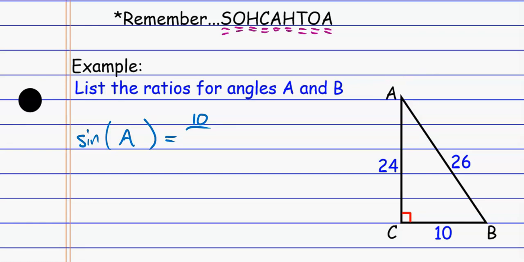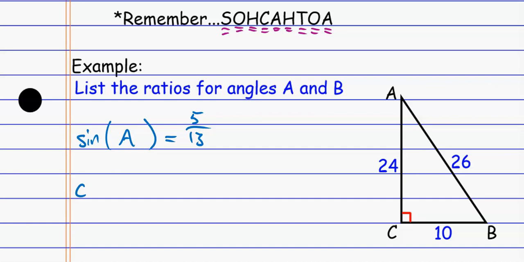And the answer is 26. Okay, so that's the ratio that I'm looking for. And of course, I could reduce this ratio. I could call it a 5 over 13. Not that it makes a really big difference here, because typically when we're using this, we're going to be solving and plugging things into our calculator. Reducing the fraction is not going to matter much when it's all said and done. But again, if I knew the angle measurement at A, it would be sine of that angle measurement equals this ratio.